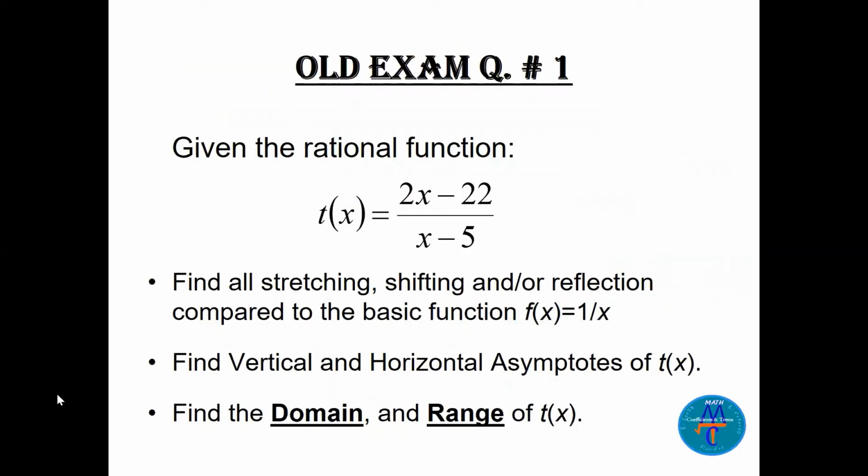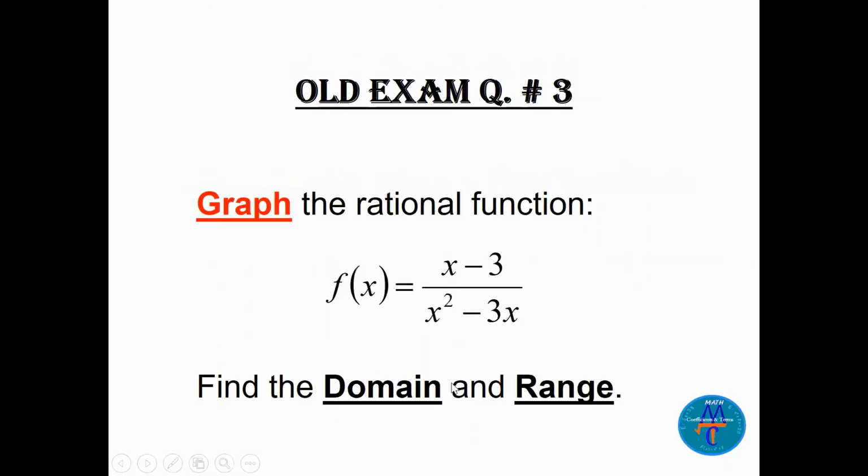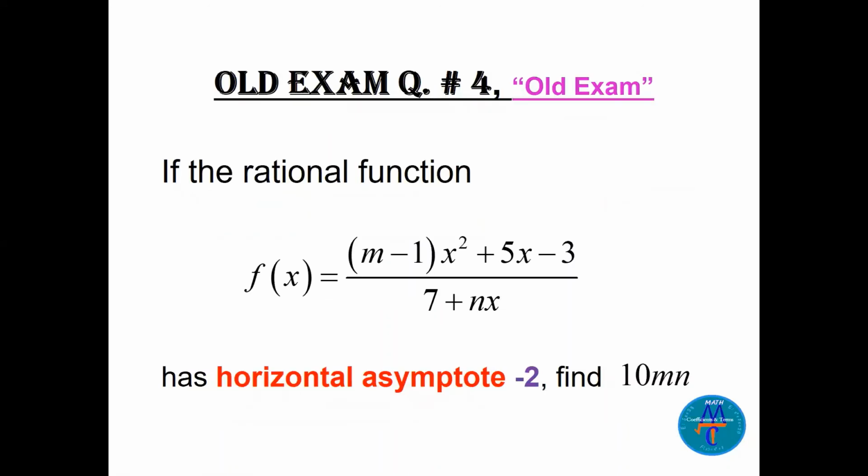Now I will leave here some questions for you to practice, all exam questions. This is question number 1. We have a function, tell me the stretching, shifting, reflection. Question 2, find all asymptotes of these 2 functions, each one separate. Graph this rational function and find the domain and the range. If the rational function has horizontal asymptote minus 2, find 10mn. There is m and there is n.